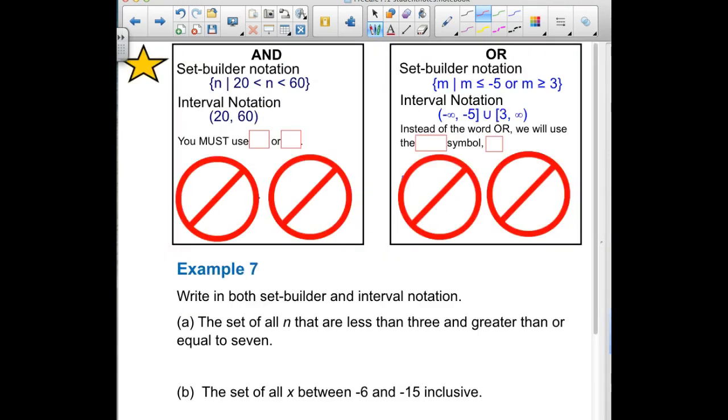All right, so the last page that we're going to look at today. There's a difference between and or. In set builder notation, if you say something like this, 20 is less than n and n is less than 60, that can be combined into a compound inequality since they are connected.